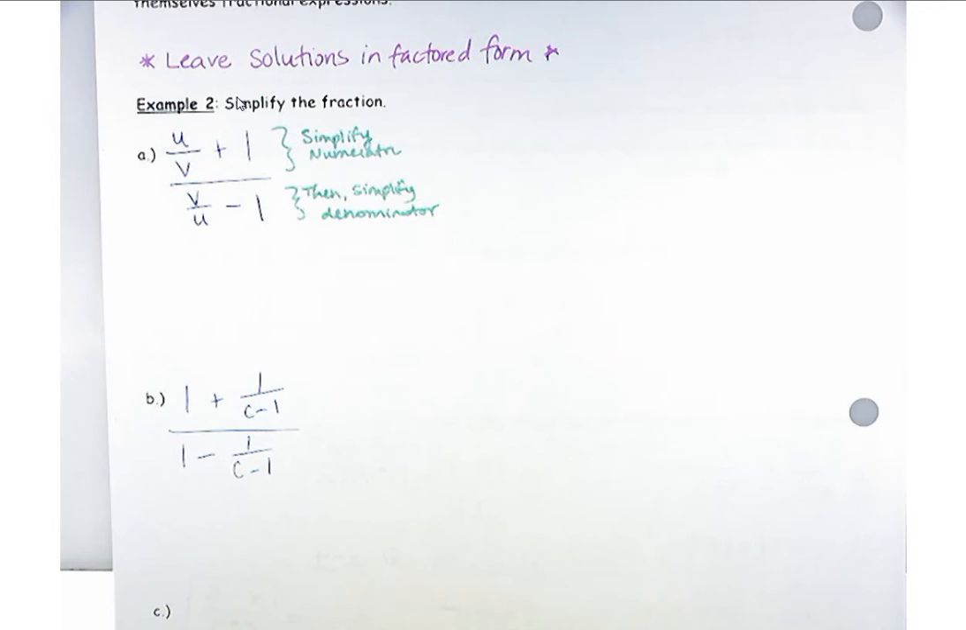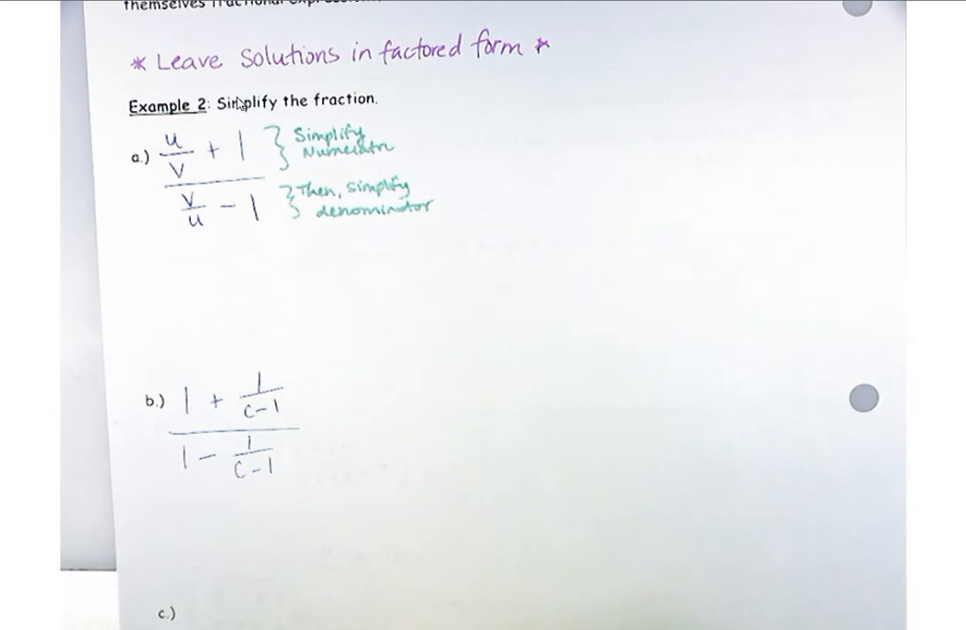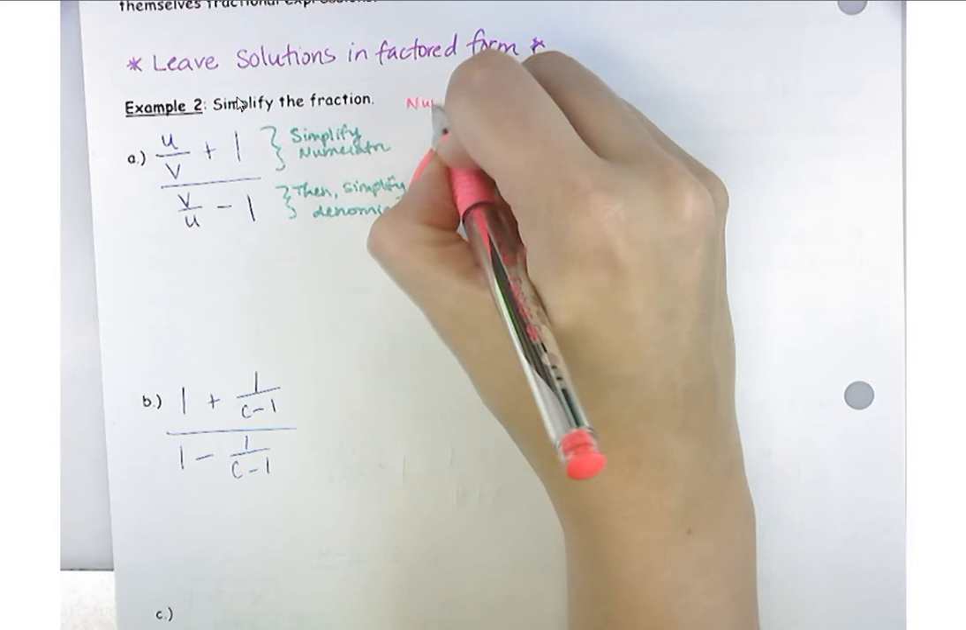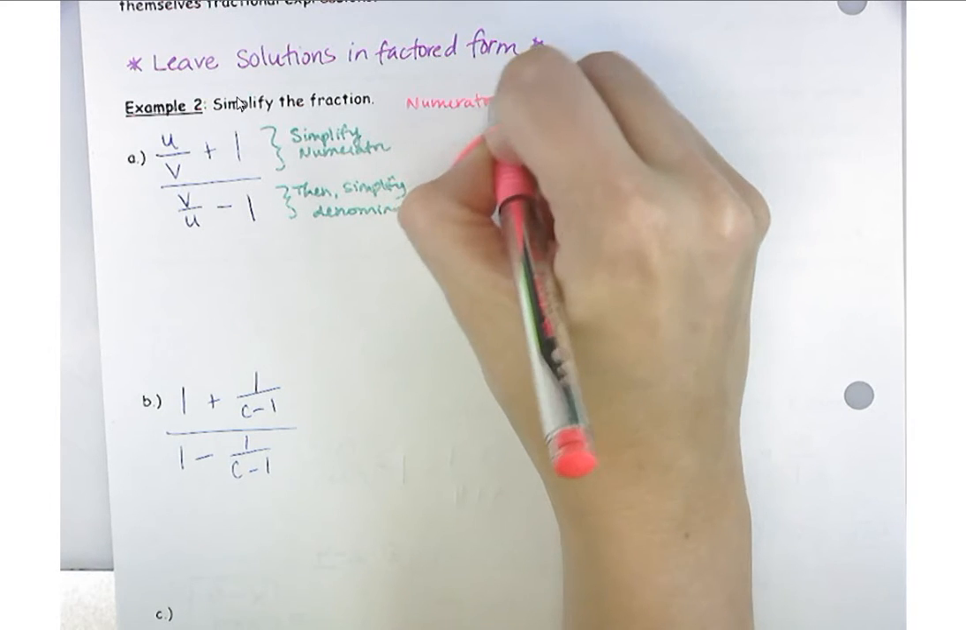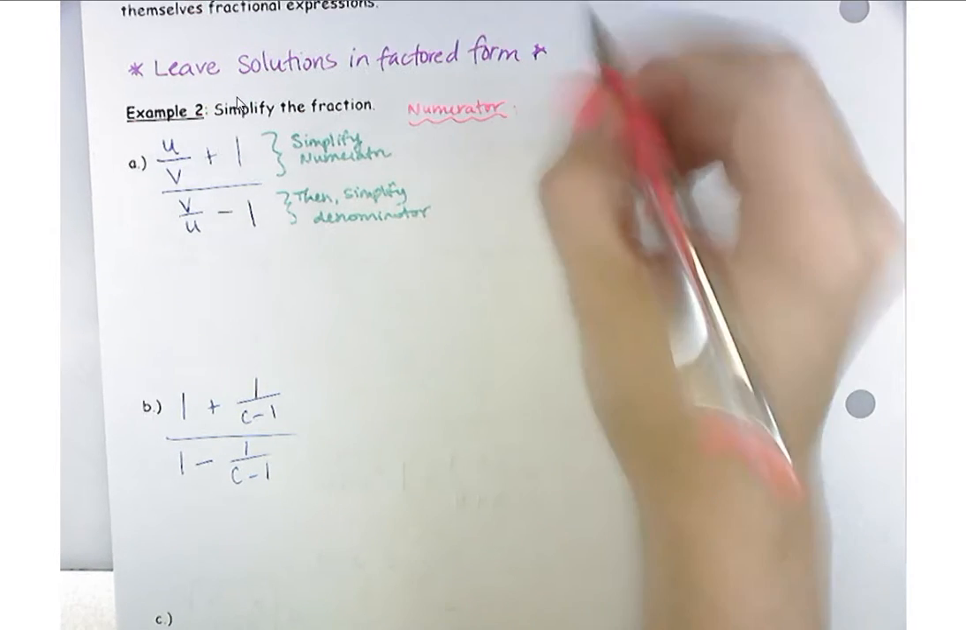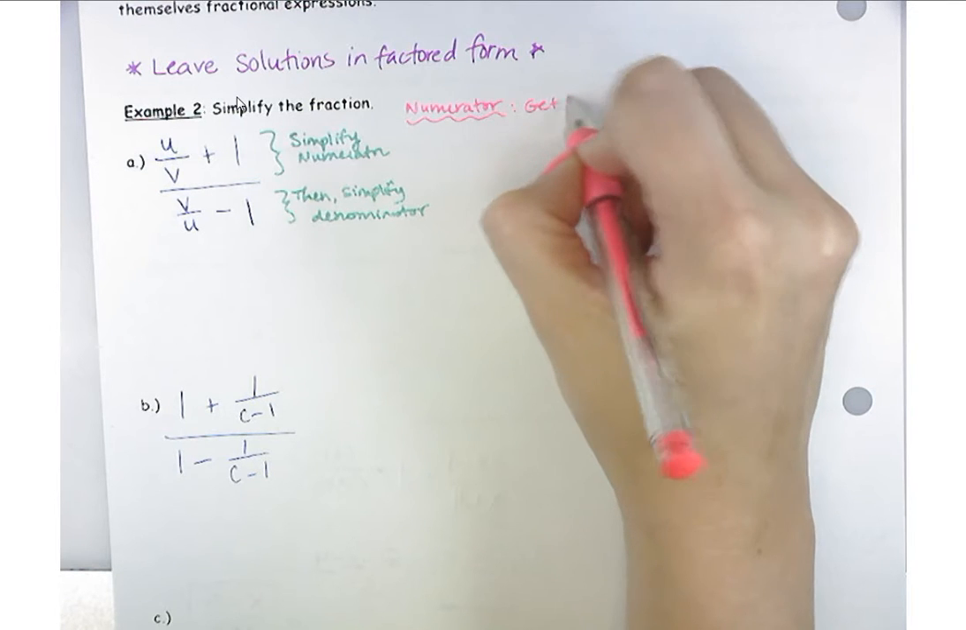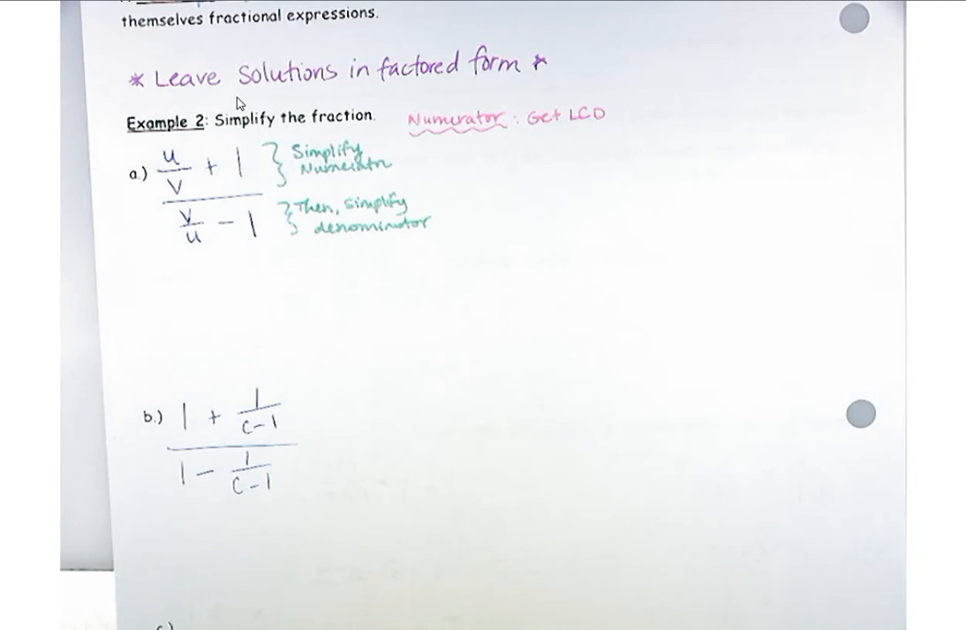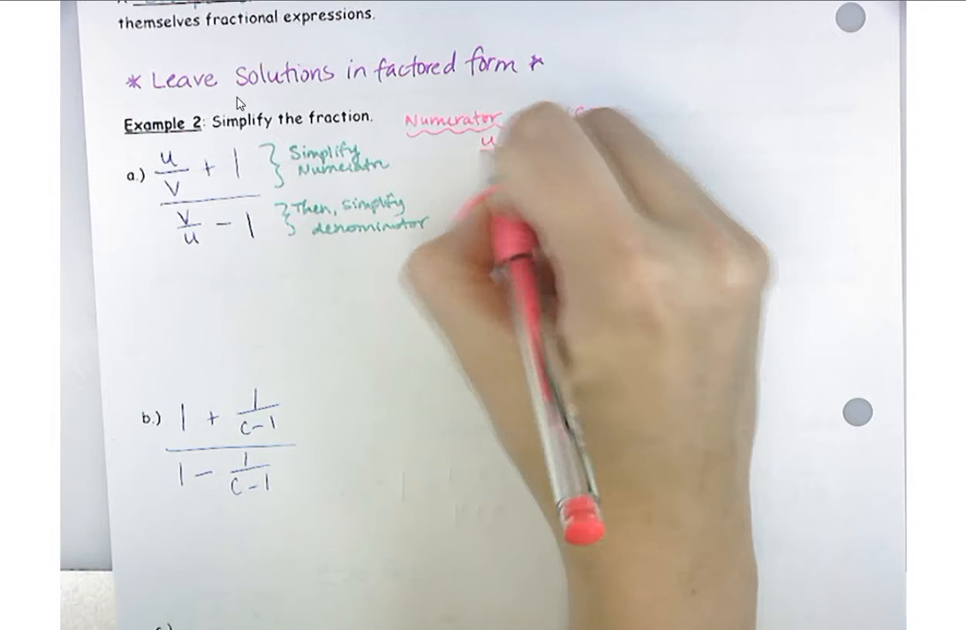And then once we do that, we're going to rewrite our problem. So we'll just start with simplifying the numerator and denominator first. Okay, so we're going to look at the numerator, and we're going to get our LCD. Okay, so what I have is u over v plus 1.